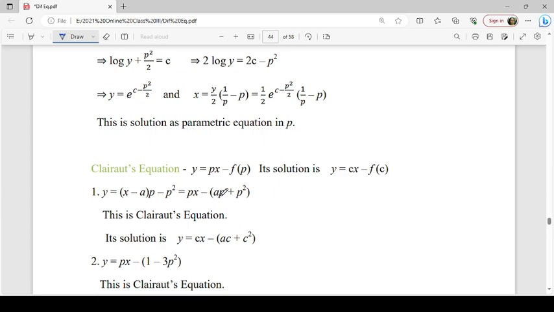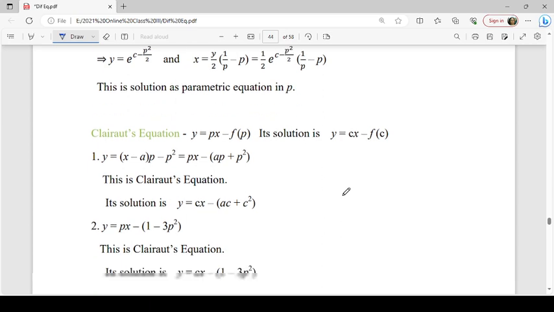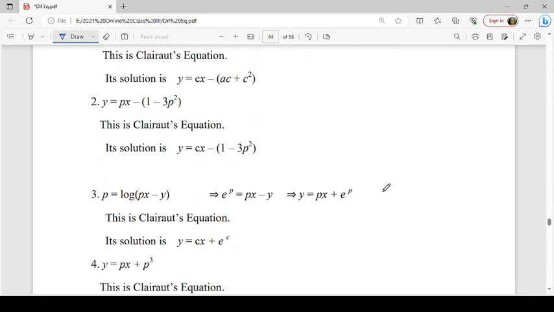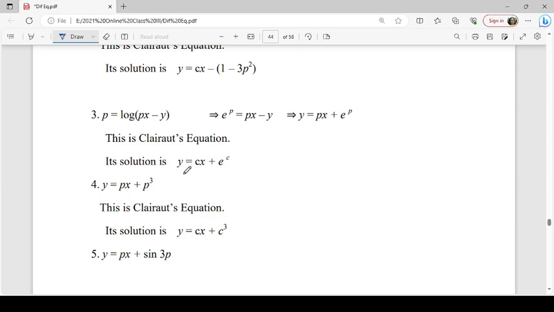Then Clairaut's equation. Clairaut's equation is of this form. It is very simple. It is y is equal to px minus f(p), and its solution is y is equal to cx minus f(c). So as soon as you see this type of equation, you just write c in place of p. So this is Clairaut's equation, px minus a function of p, like p and p square, no x no y, only p is here. So just write this as cx and this as it is.